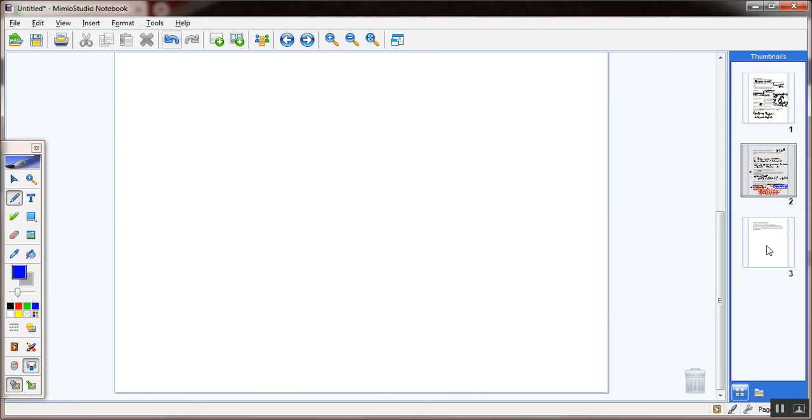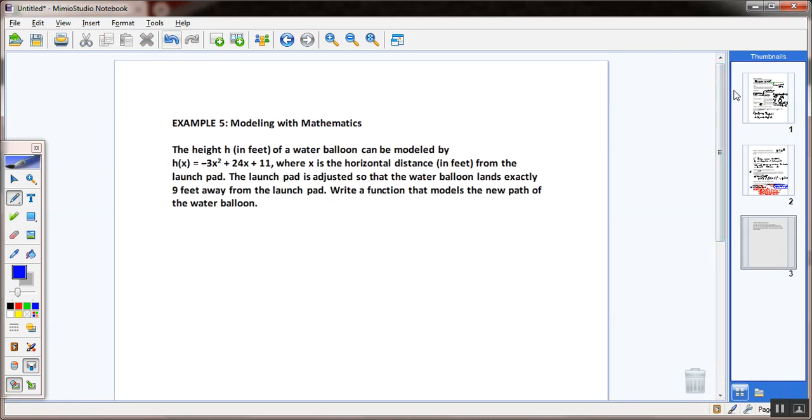Let's see if we can't model this last one. Decimals will be really important on this last one right here. Okay? Grace, you want to read this one for me? Since I took the last one that I said you would get. The height of a water balloon can be modeled by h of x equals -3x squared plus 24x plus 11, where x is the horizontal distance in feet from the launch pad. The launch pad is adjusted so that the water balloon lands exactly 9 feet away from the launch pad. Write a function that models the new path of the water balloon.